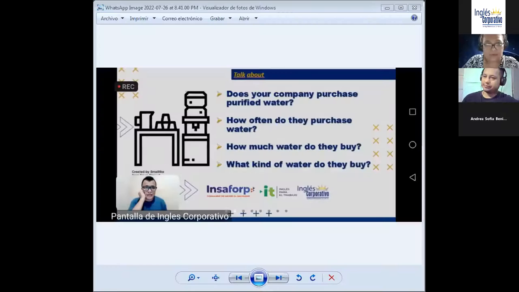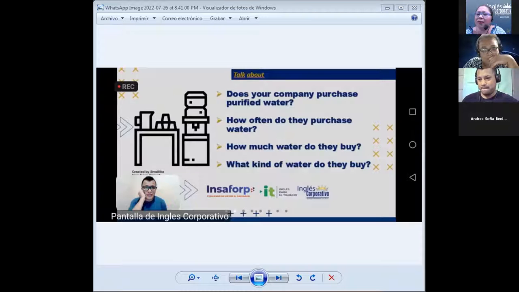Teacher, we had a question. We want to know how to say garrafón. Así lo encontré yo. Gallon of water. Gallon. Because it has five gallons. It's a 5 gallons bottle, right? Bigger. Yeah.